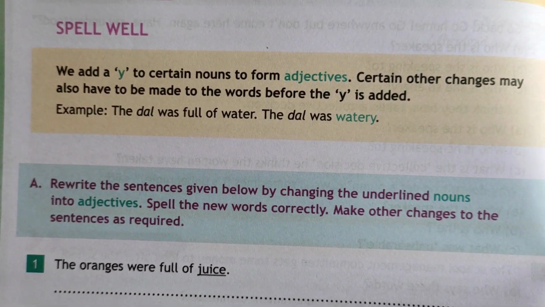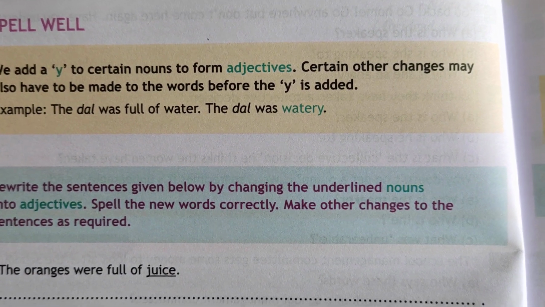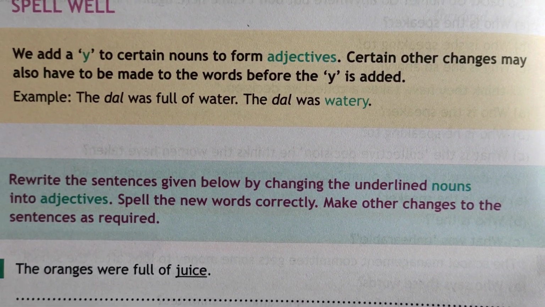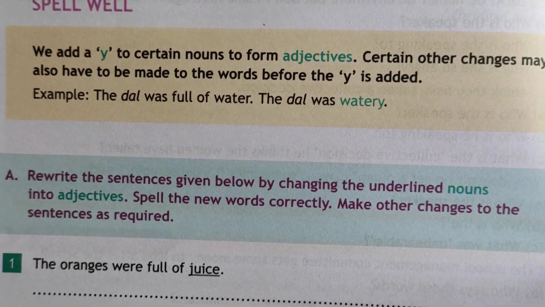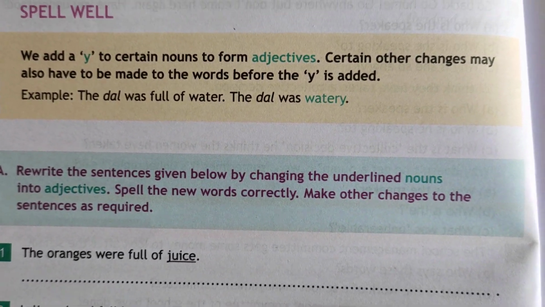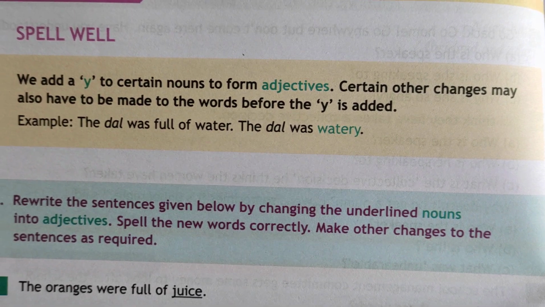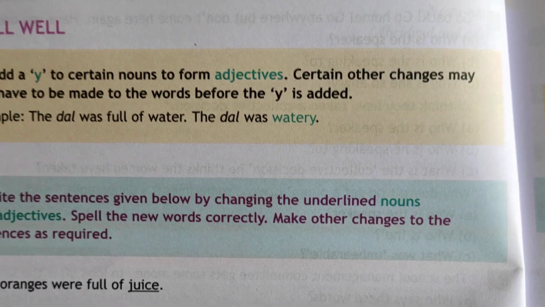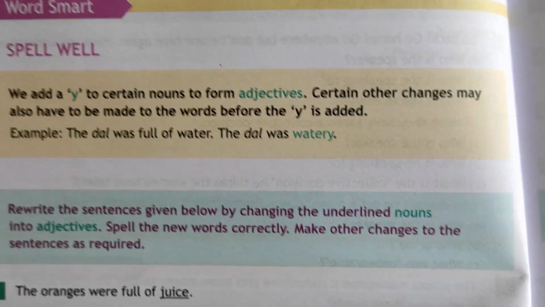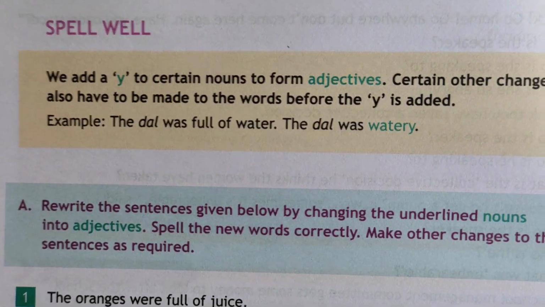So what we have done here, we have just added y and omitted the words full of. Instead of using full of, we added y to water to make it an adjective, where it has been turned to watery. So the dal was watery gives you the sense that the dal was full of water.